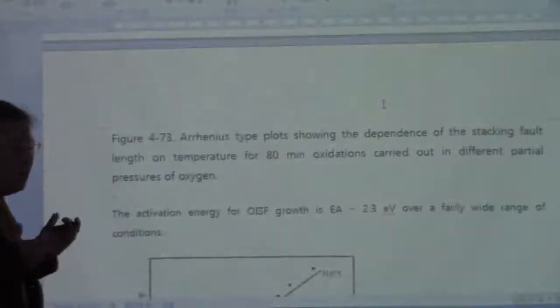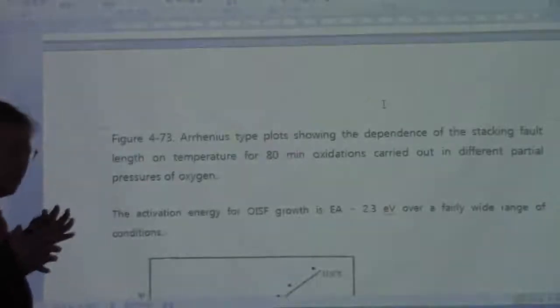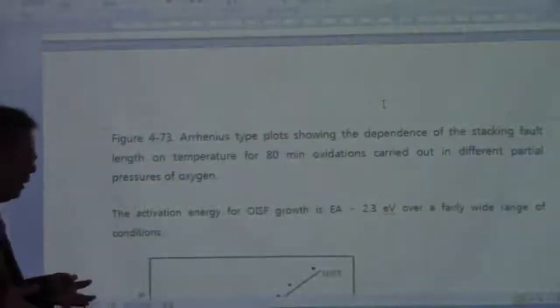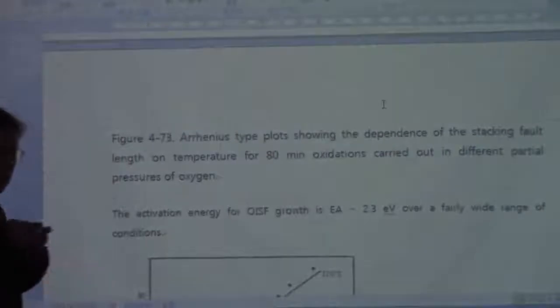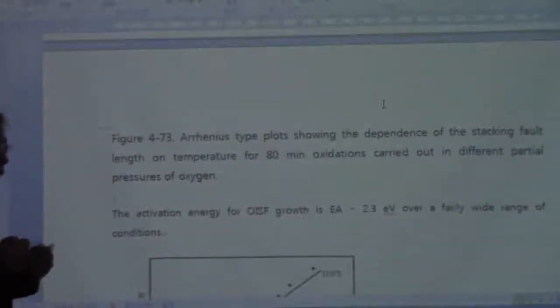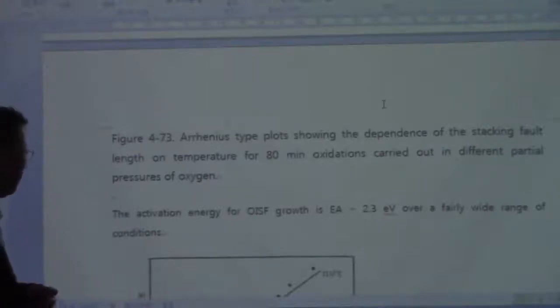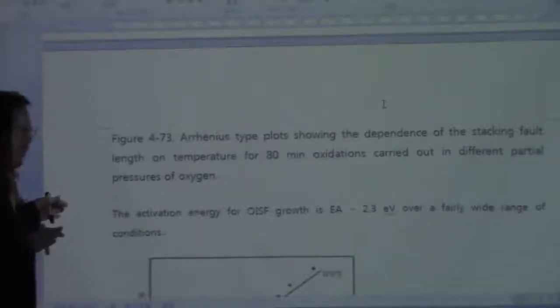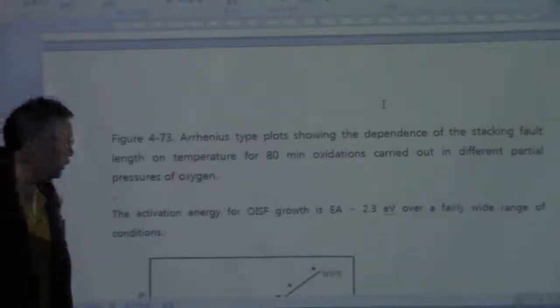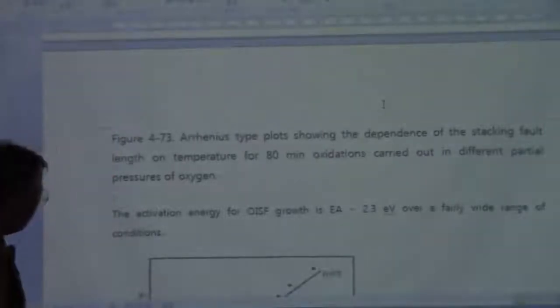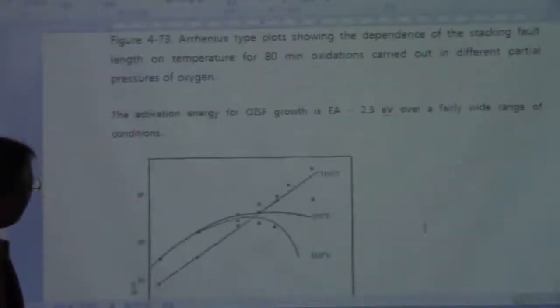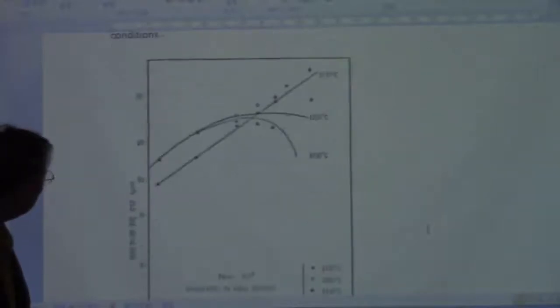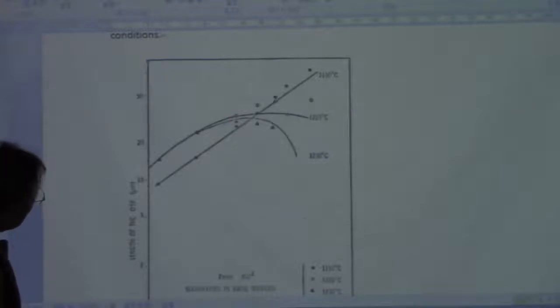So what we can see in this plot is that the stacking fault growth is related to the silicon-silicon bonding. It's basically related to the breakage of the silicon-silicon bonding or attachment of the silicon to the dangling bonds already broken. All right? The activation energy, 2.3 electron volts, over a fairly wide range. And this is an interesting experiment to notice.